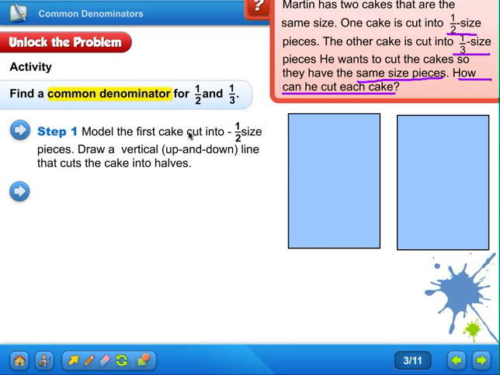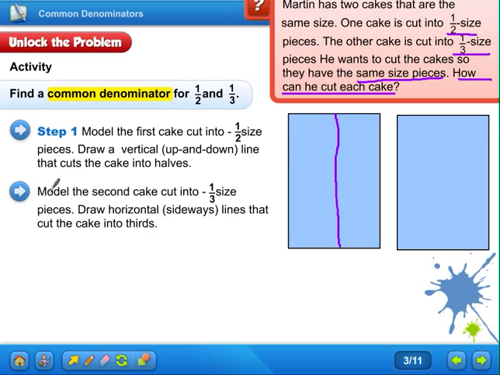Step 1, first cut the cake into half pieces. Draw a vertical up and down line that cuts the cake into halves. So they want it vertical up and down and into halves. All right. Oh, it is step 2 in your book. Model the second cake into 1/3 size pieces. Draw sideways, horizontal lines that cut the cake into thirds.